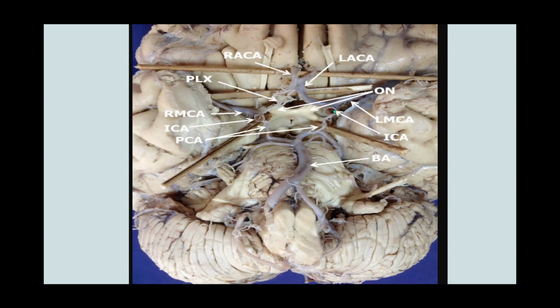So that's our internal carotid artery, right and left. And we can see the anterior cerebral arteries, and then the middle cerebral artery. That's the middle cerebral artery. We've got the anterior, and joining the anterior cerebral arteries there will be the anterior communicating, and we've got the posterior communicating there. That's the posterior communicating artery.